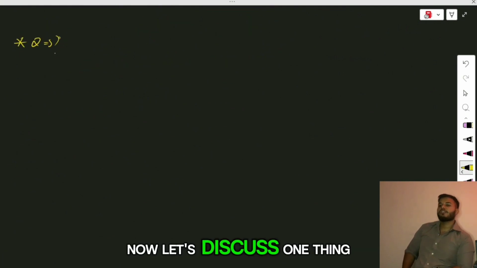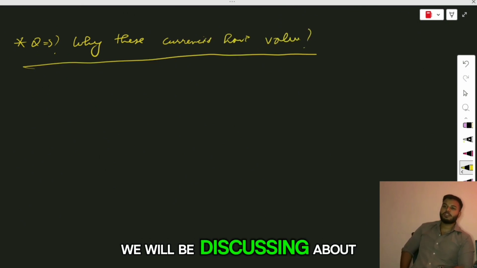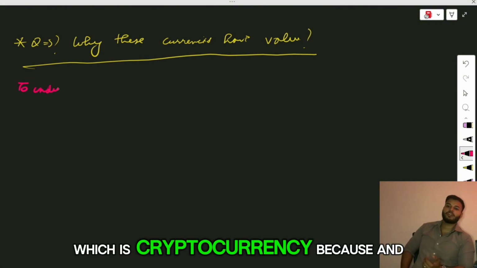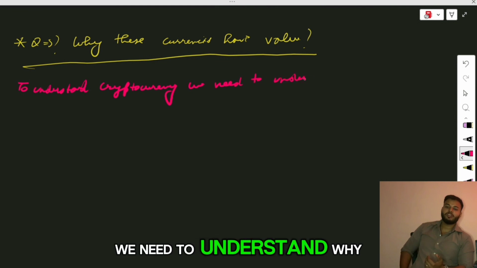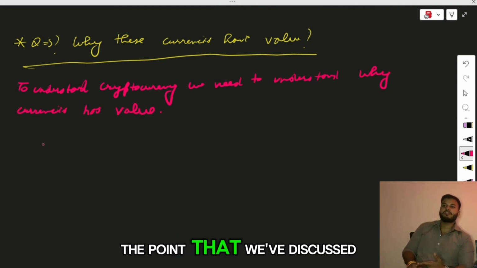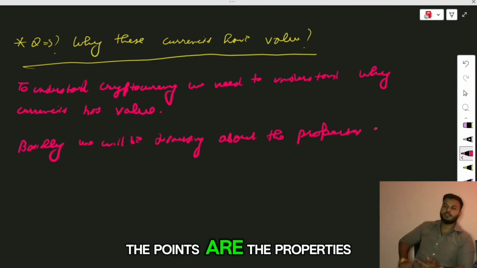Now let's discuss one thing: why these currencies have value. The reason we will be discussing that is that we have to move to our main topic, which is cryptocurrency. And to understand that, we need to understand why currencies have value. We will be discussing briefly the points that we discussed in the first video. Basically, those were the properties of money.